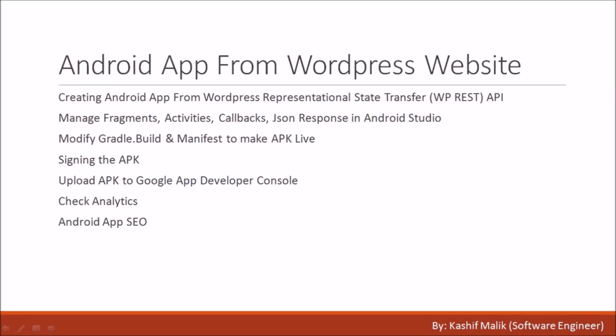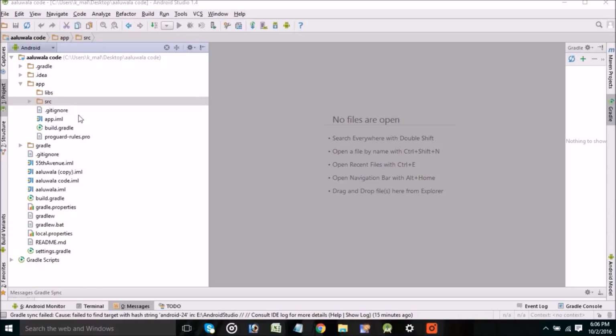Hello friends, this video is for the Android developers who want to create an e-commerce Android application from a WordPress website. In this video, we will cover how to manage fragment activities, JSON response, how to sign the APK and upload it to the Google App Developer Console, and also how to do the SEO to rank your application.